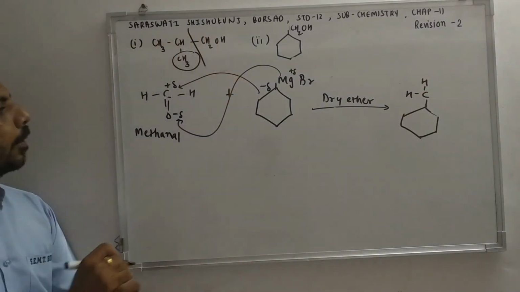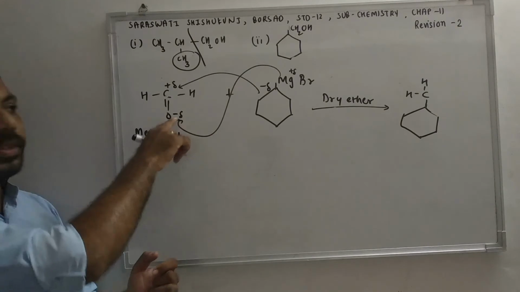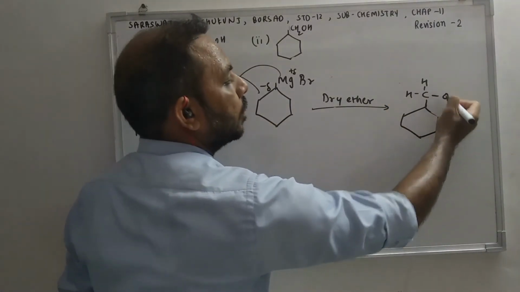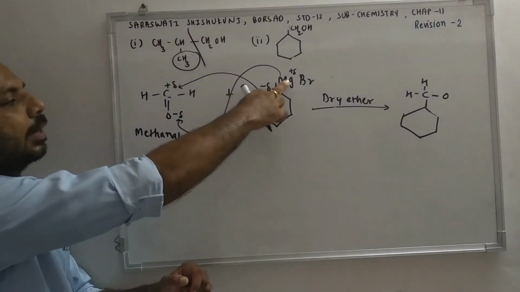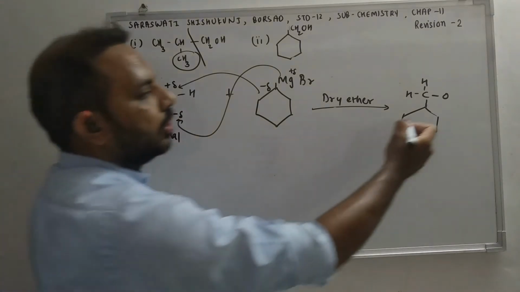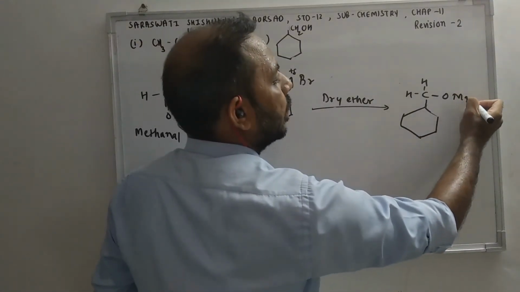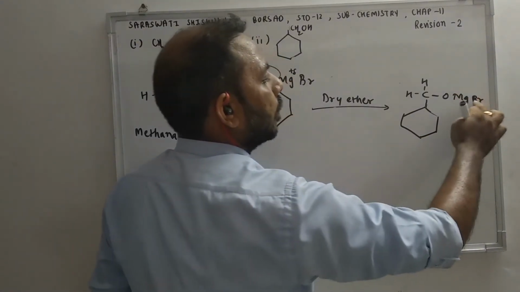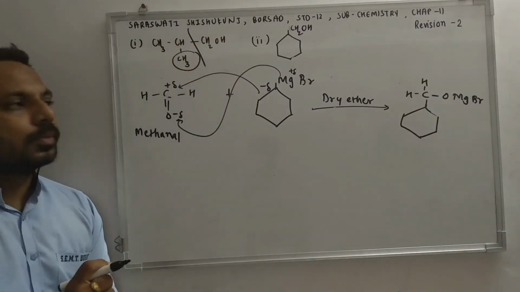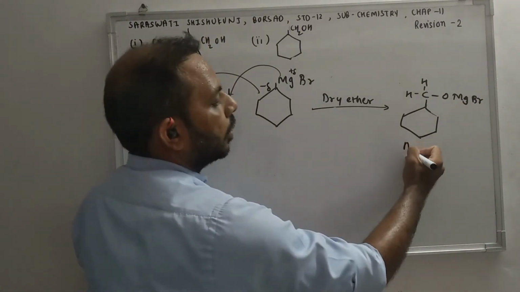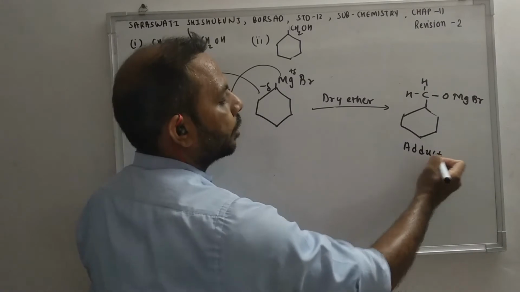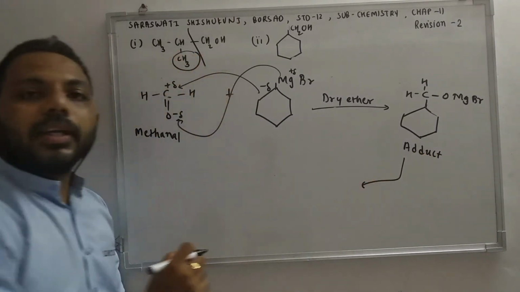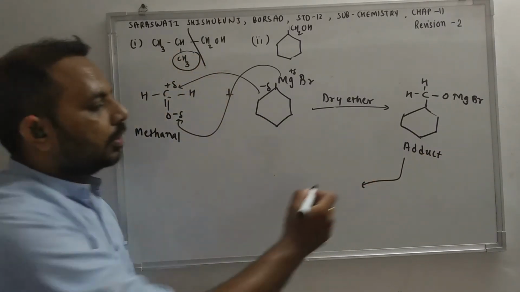So cyclohexane, which is negatively charged, will join with the carbon which is positively charged. Now oxygen, which is negatively charged, is attacked by this MgBr. So Mg is positively charged, so MgBr will join with oxygen. So this is an intermediate product, this is an adduct, right? The last step of Grignard reaction is hydrolysis.